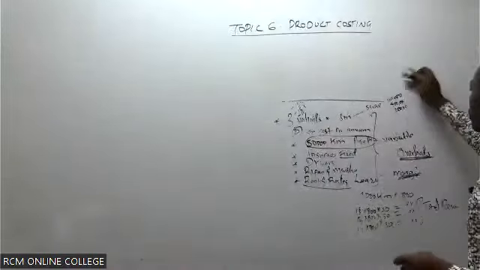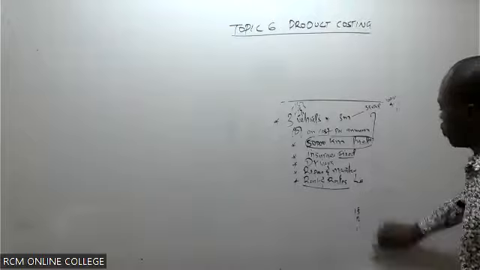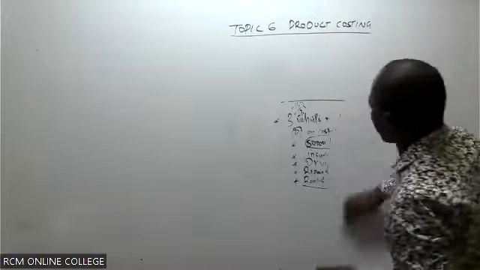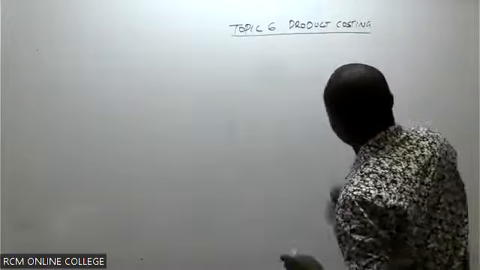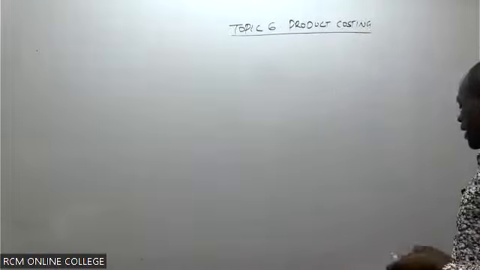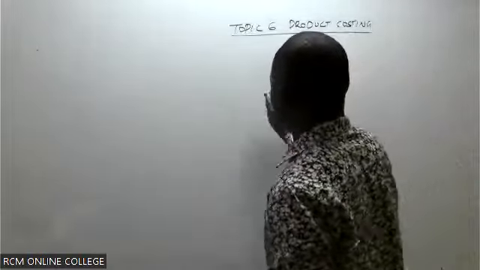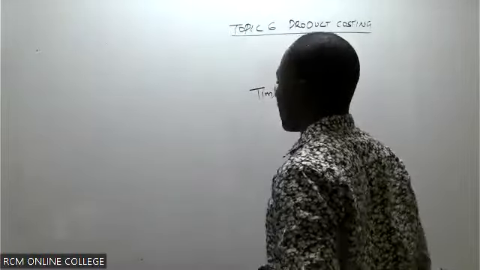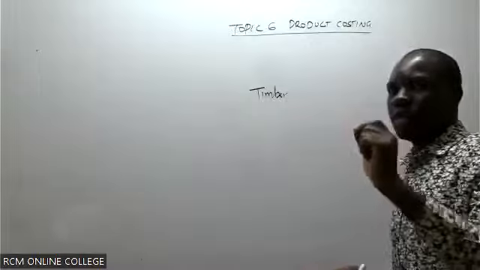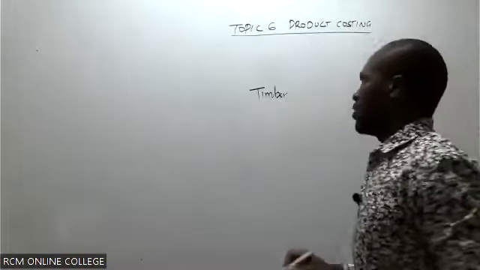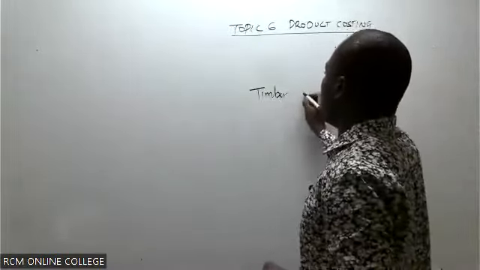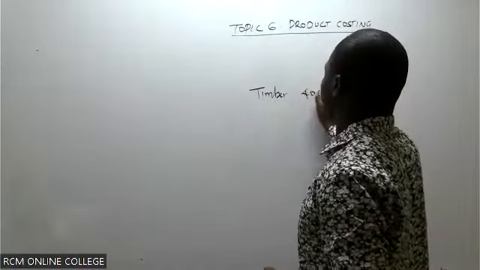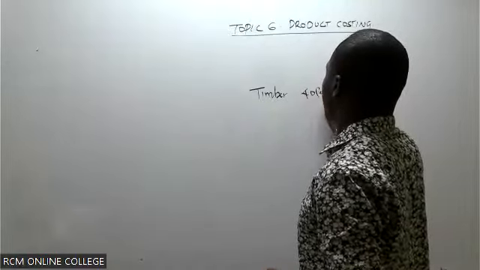When we come back now to goods, a company is bringing in timber as the main raw material. So this timber, maybe you have 40 feet timber.